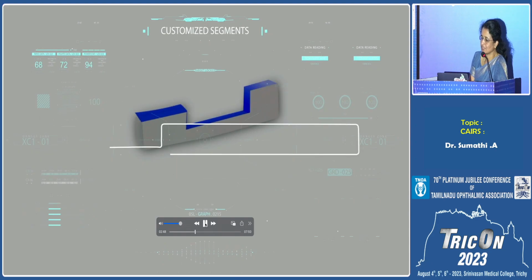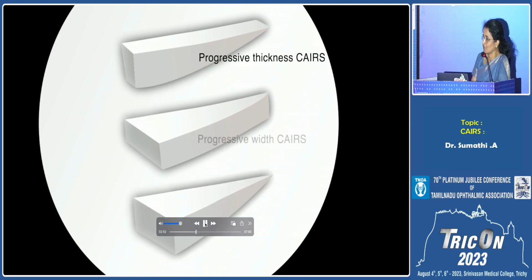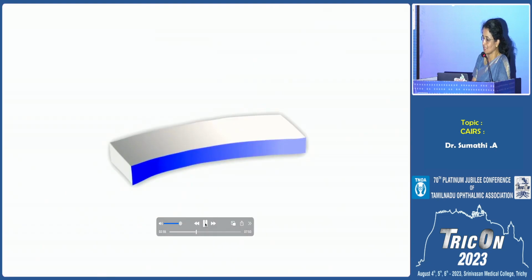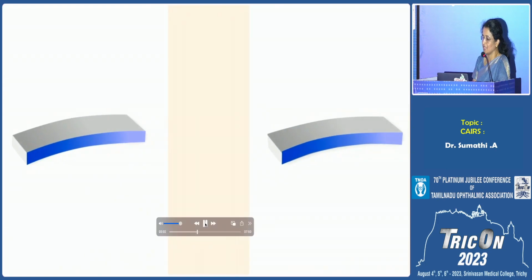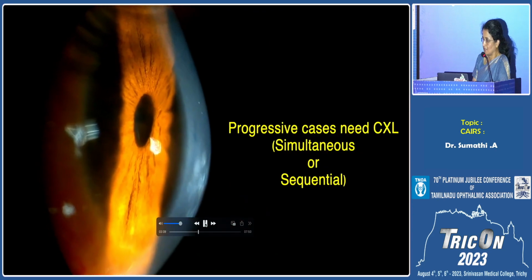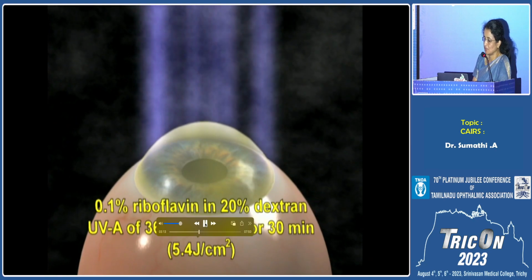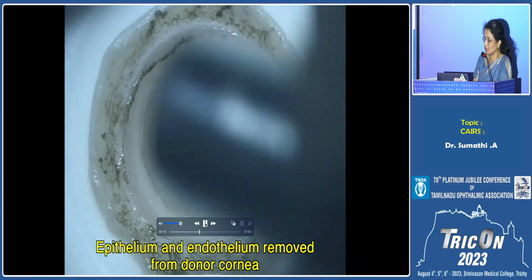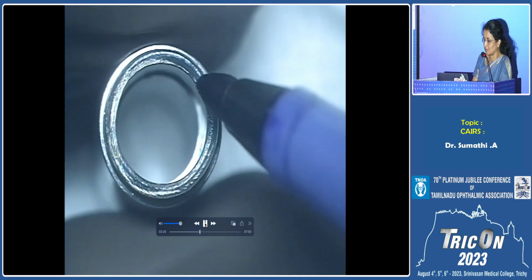And customization can be of any type, like it can be a symmetric segment or asymmetric segment, or it can be of progressively reducing or increasing thickness, or progressively increasing or reducing width. The transition positions can be a slow tapering or a sharp edge tapering, or you can have a localized tapering, or you can have a tapering all along the arc length of the segment. This is actually followed by collagen cross-linking, either conventional or contact lens assisted collagen cross-linking based on the corneal thickness. This is an actual procedure which we have done on a patient.